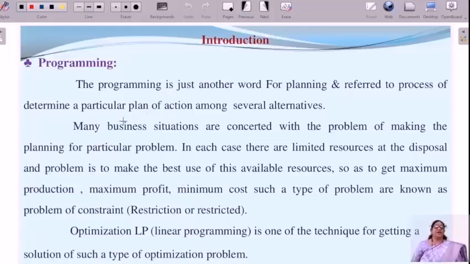As I have already told you, suppose you want to watch some serial that is on at 7 p.m., then you choose the best according to your choice, which means your constraint. And LPP, linear programming problem, is one of the techniques for getting a solution of such type of optimization problem.